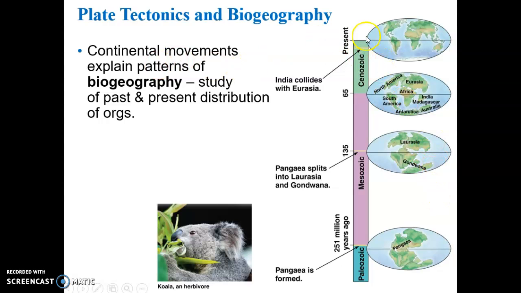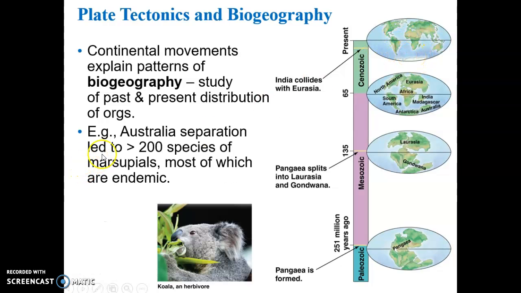So continental drift explains the pattern of biogeography, and that's the study of the past and present distributions of animals and plants on the geographic regions on planet Earth, the landmasses, the continents. So for example, Australia separated from the other landmasses about 200 million years ago, and has been separated for a very long time. So that led to the diversification and evolution of animals on Australia that are not found elsewhere. So, for example, there's over 200 known species of marsupials that are endemic, meaning only found on Australia.